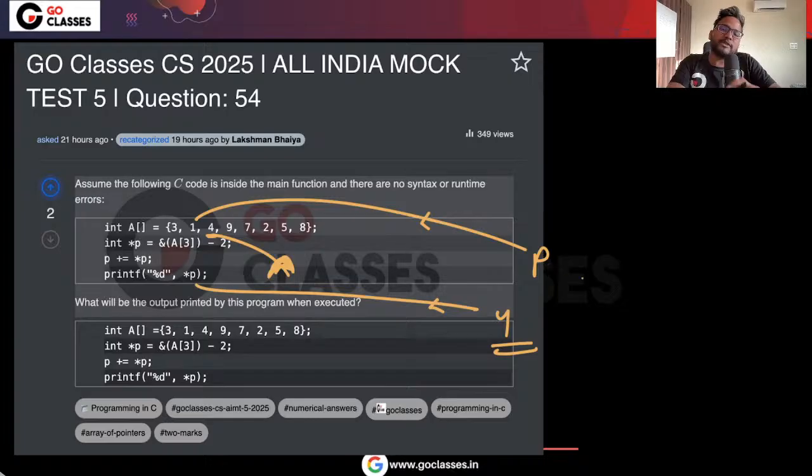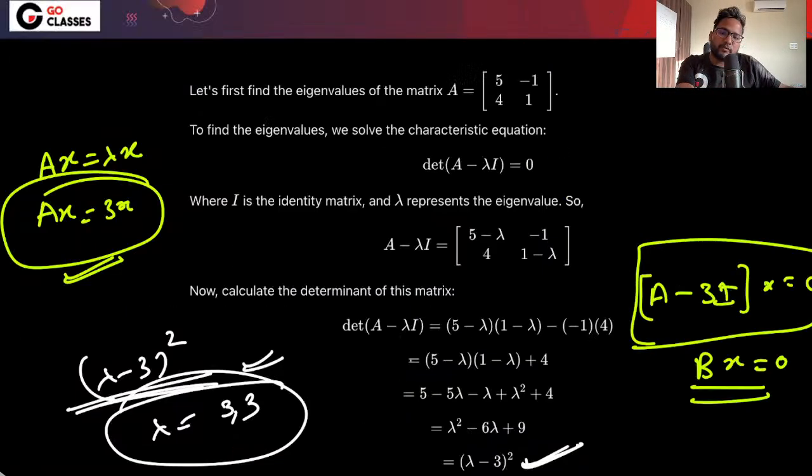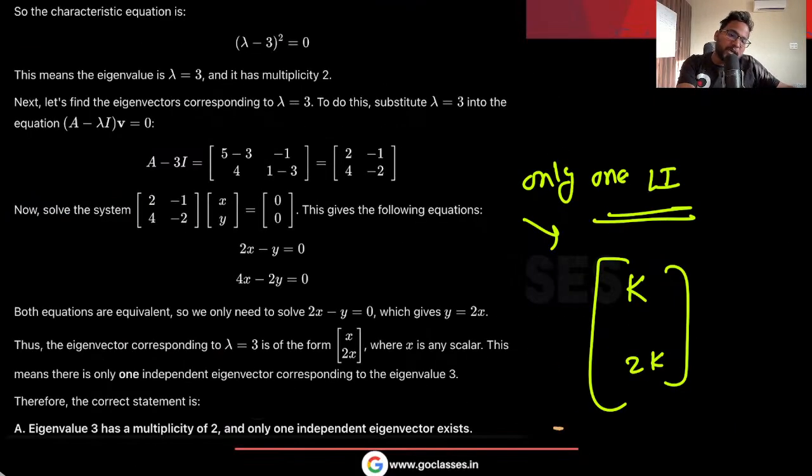Algebraic multiplicity means how many times that particular lambda is repeating. For example, here it is repeating 2 times, the power. This power is called algebraic multiplicity. Geometric multiplicity means the number of linearly independent eigenvectors. So since this is only one, this is called geometric multiplicity.